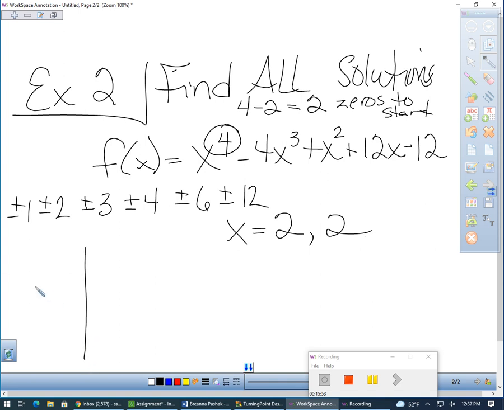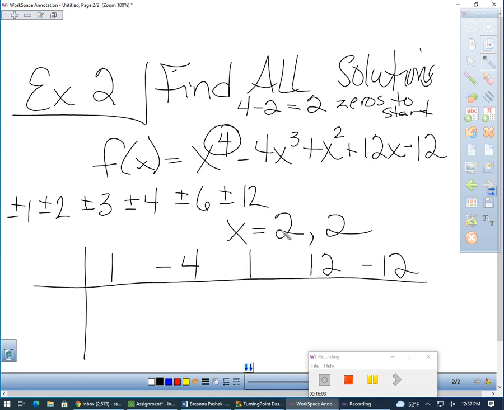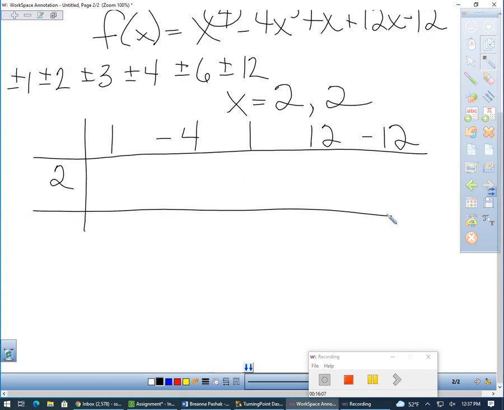Now we've got to divide. Our coefficients across the top are 1, -4, 1, 12, -12. We're going to start with our first zero of 2. Bring down our 1. 2 times 1 is 2. Add them together, we get -2. 2 times -2 is -4. Add them together, we get -3.